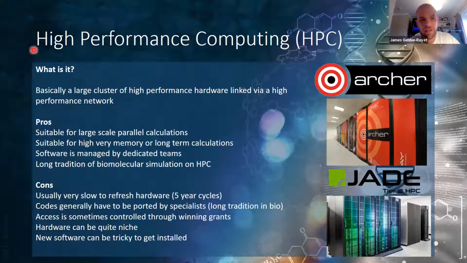Some of the other hardware you might have access to, depending where you are, you might have access to national facilities, or local high performance computing facilities. These are basically the supercomputers. Here we've got the UK national computer, Archer. This is a Cray Intel machine.